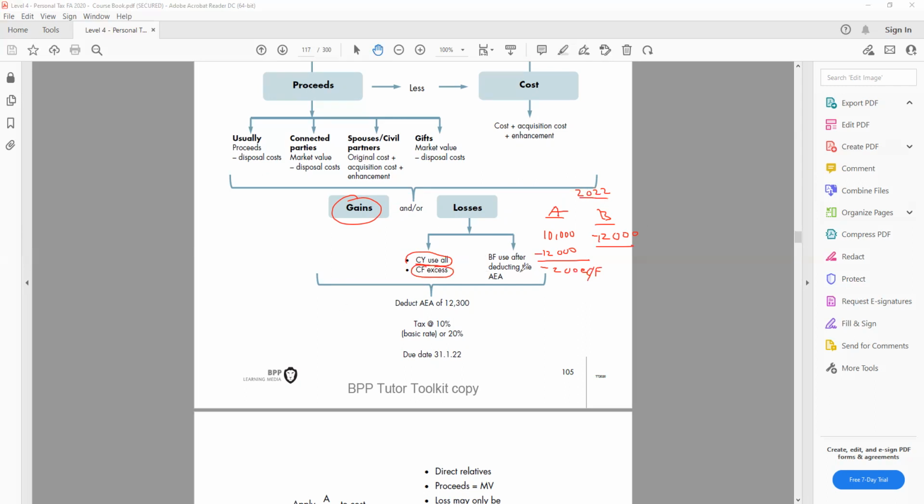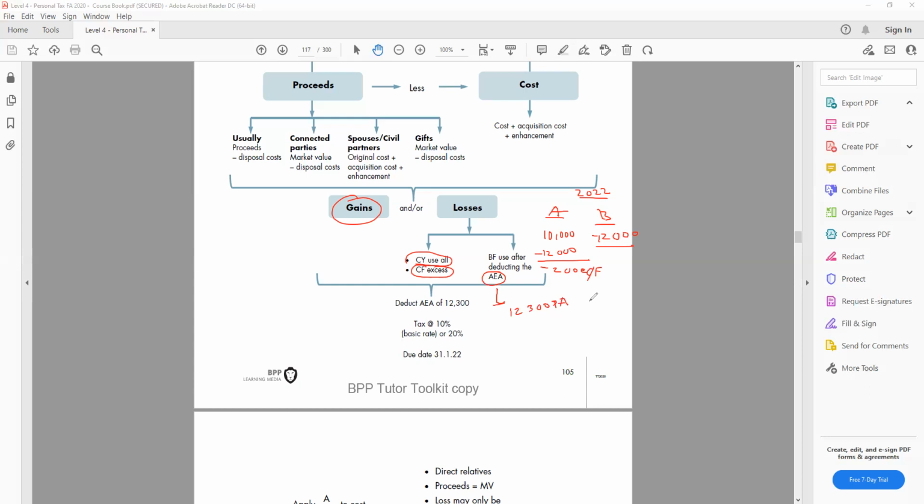Then balance forward is used after the deduction of AEA. AEA, or annual exemption amount, is like our personal allowance. So from the taxable gain we have, we are allowed to deduct 12,300 per year. So per annum, we are allowed to deduct 12,300. It's like our personal allowance, so you are not liable to pay any tax if the taxable gain is up to this amount. So it's very important to understand that up to this amount we don't pay any tax.